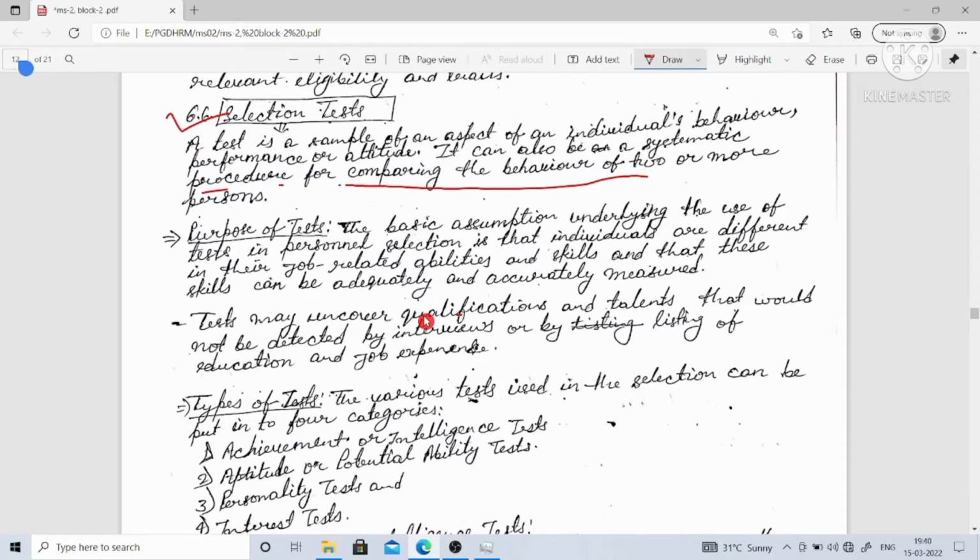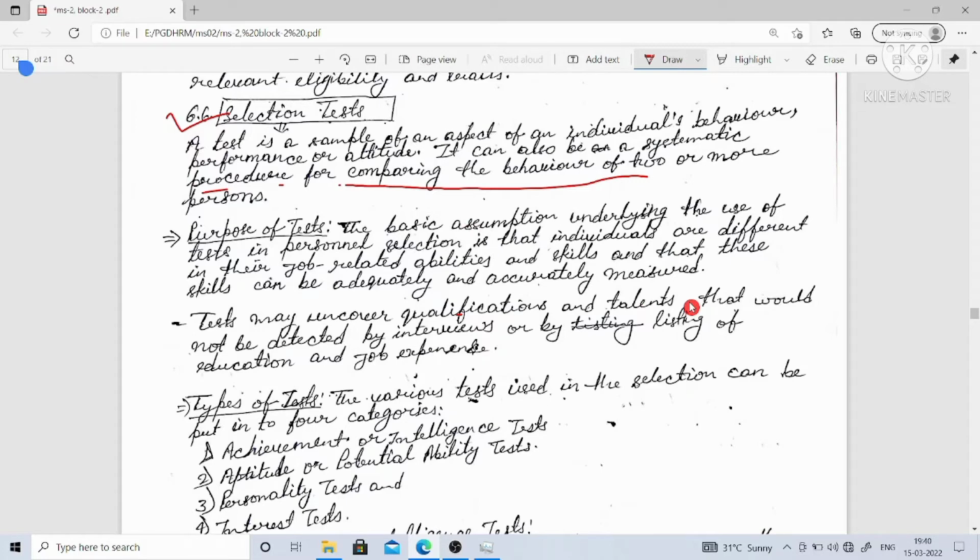So the purpose of tests, the basic assumptions given here: People are different and they have different job-related abilities and skills, and those job-related abilities and skills can be found, can be evaluated, and can also be measured accurately by tests. So tests uncover qualifications and talents that would not be detected by interviews. It may be possible that talents and qualifications cannot be uncovered by some interviews.